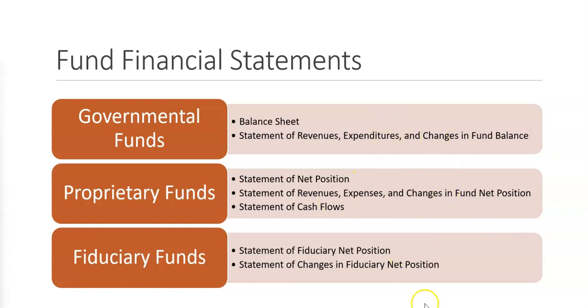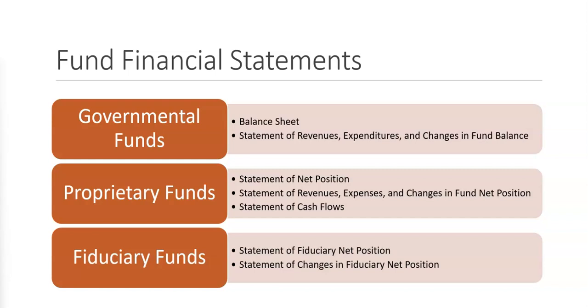The different funds, of course, have different financial statements that are required for them. Governmental funds have a balance sheet and a statement of revenues, expenditures, and changes in the fund balance throughout the accounting period. We also use modified accrual accounting for some of those, and accrual accounting for others, and then we do a reconciliation between the modified accrual and the accrual accounting.